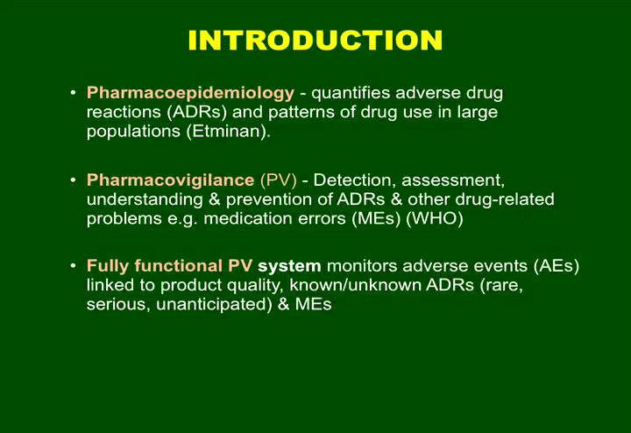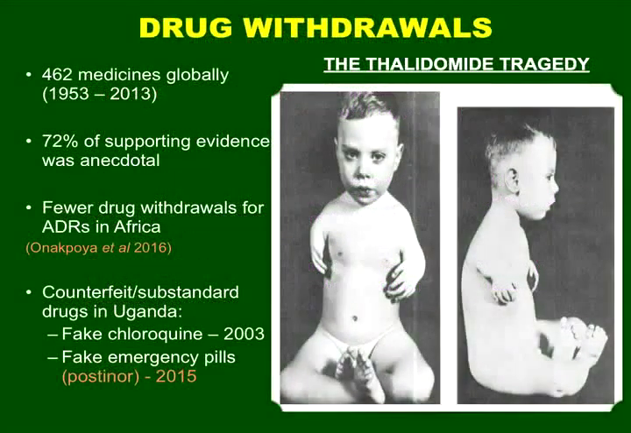A fully functional pharmacovigilance system should monitor adverse events related to the quality of products, previously known and unknown drug reactions, as well as medication errors. Over the past 60 years, pharmacovigilance has played a key role in the withdrawal of 462 harmful medicines worldwide. And it's interesting that 72% of these drug withdrawal decisions have been based on anecdotal evidence.